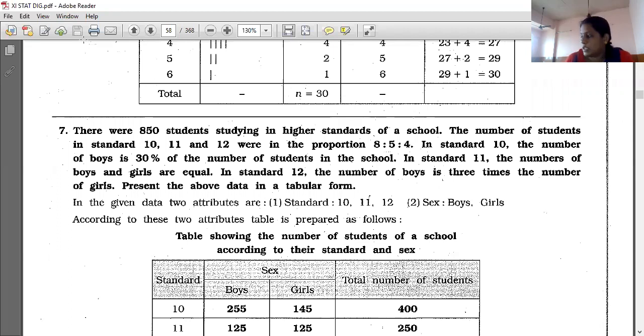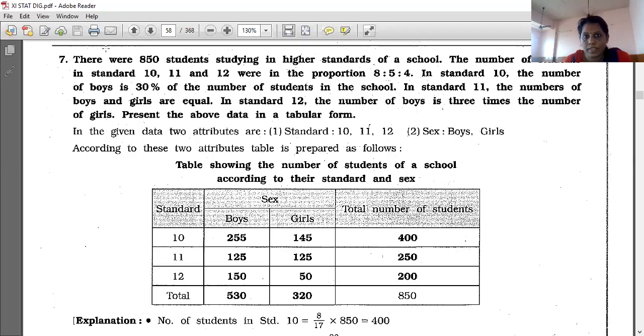Okay. So the question comes like this. There are 850 students studying in higher secondary of a school. The number of students in standard 10th, 11th and 12th were in the proportion 8 is to 5 is to 4. In standard 10, the number of boys is 30% of the number of students in the school. In standard 11, the number of boys and girls are equal. In standard 12, the number of boys is 3 times the number of girls. Present the above data in a tabular form.